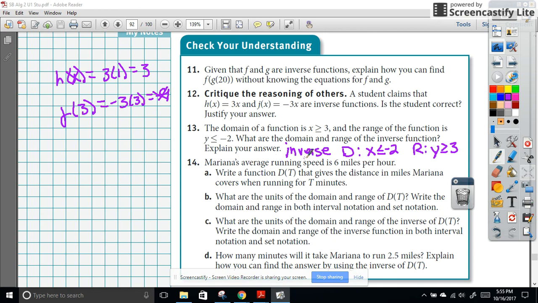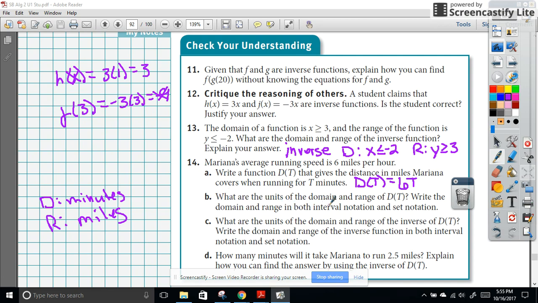Mariana's average running speed is 6 miles per hour. Write a function d of t that gives the distance in miles Mariana covers when she runs for t minutes. So d, I don't know why, again, they're using capital letters. 6t. What are the units for the domain and range? Okay, the domain is minutes. And the range is the distance, miles. Okay.